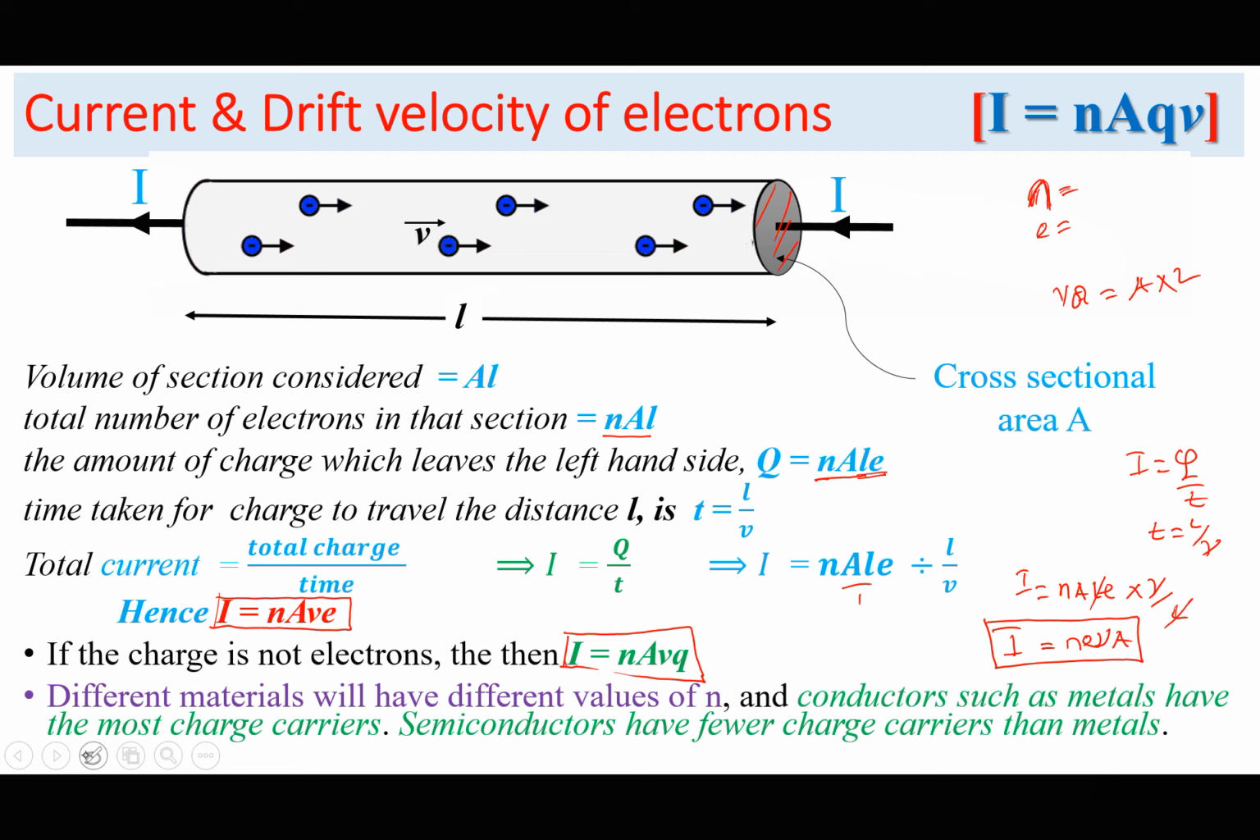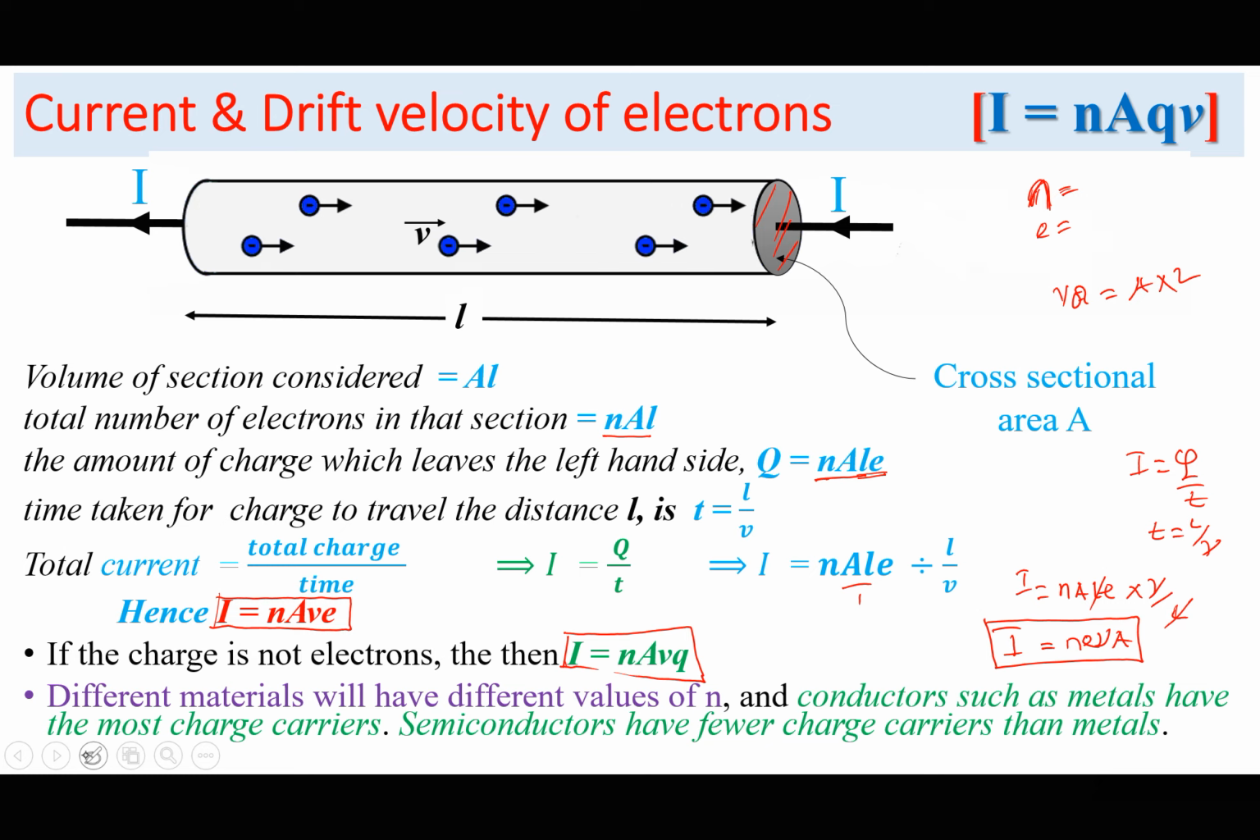Because metals have a large number of free electrons per unit volume, and therefore that makes them better conductors. So you should be able to derive such an expression from simpler explanations. You should be able to derive such an expression.